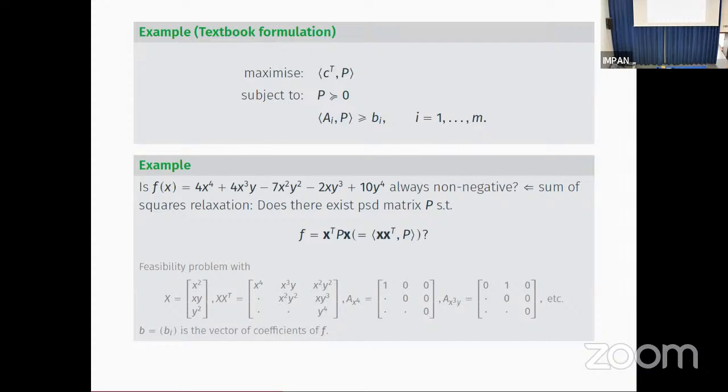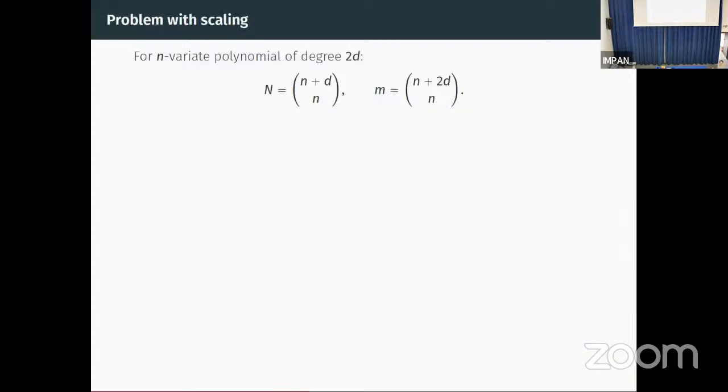And of course, here I said something about a functional, but here I'm only interested in the feasibility. So the functional is 0. I'm just interested in the existence of something. So far, so good.